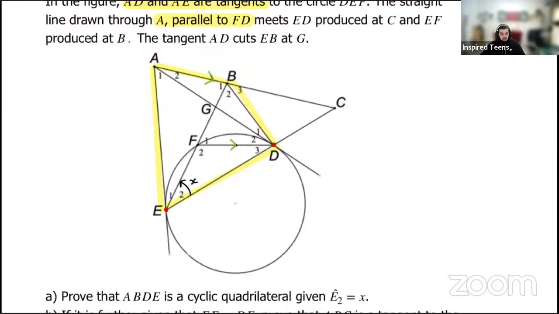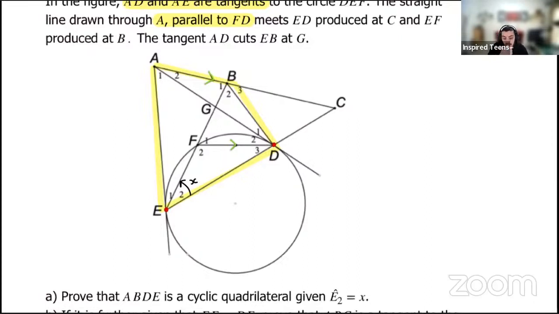Okay. So first things first, ABDE, we need to prove that it's a cyclic quadrilateral. What we cannot do is say, oh, A2 is equal to x, angles in the same segment. I cannot do that because I haven't proved that it's a cyclic quadrilateral. I cannot use the properties of this specific cyclic quadrilateral just yet. I have to use other things around it to try and prove angles that are equal.